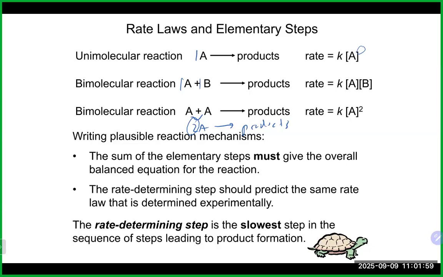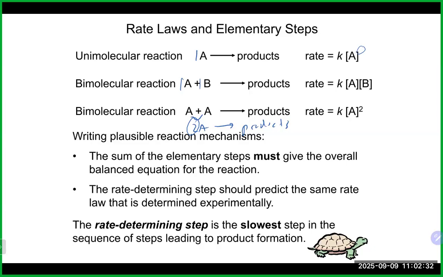The first thing that has to happen for it to be a good one is that when you add up all the elementary steps, all the individual reactions, it needs to give you the overall reaction you're looking for. So if you have a mechanism and you add up all the steps and you get an equation that is different than the reaction you're looking for, it is definitely not a good mechanism, right? But if you add up all the steps and the equation you get at the end is the same equation that you're looking at in the problem, then it's possibly a good mechanism.